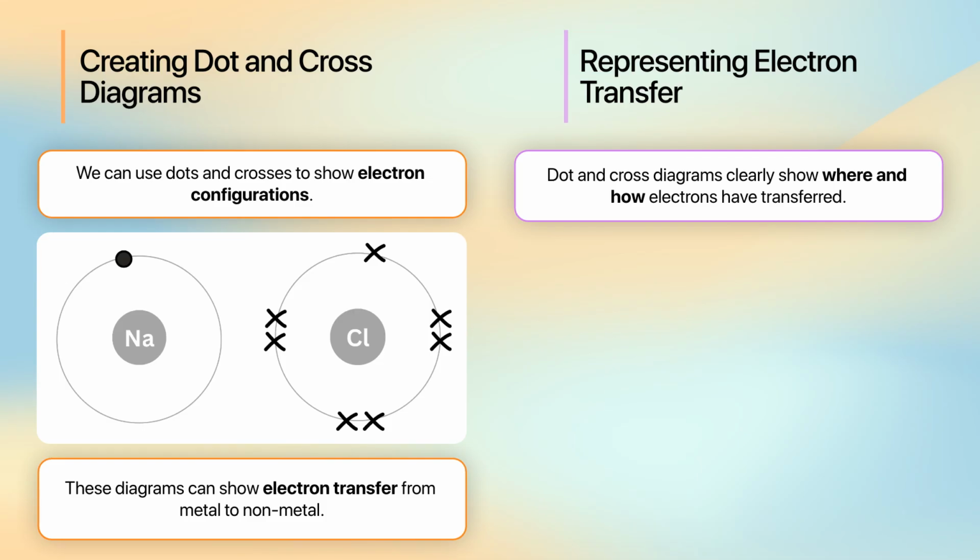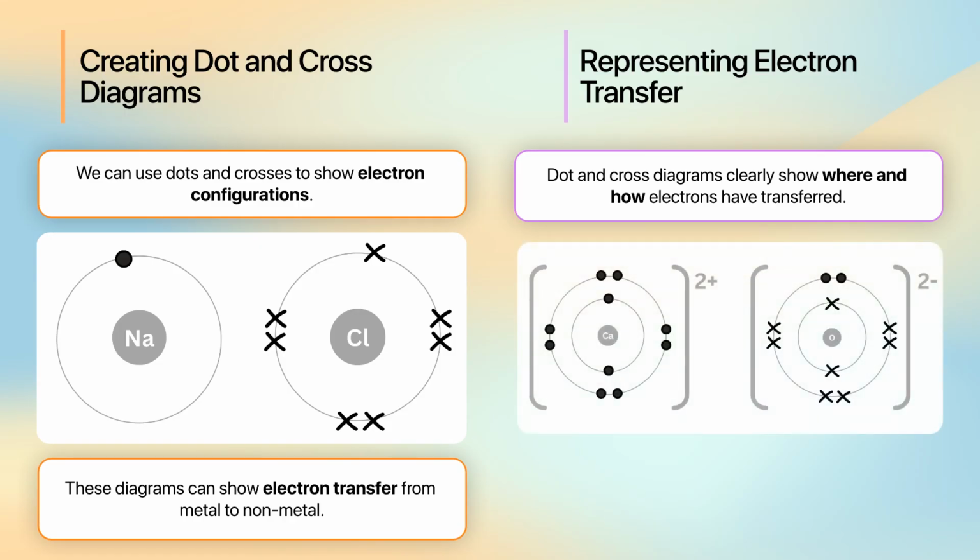We illustrated this transfer with an arrow showing the movement of the electron from sodium to chlorine. Following the electron transfer, we drew the resulting ions. Sodium becomes a positively charged ion, and chlorine becomes a negatively charged ion. Finally, we encapsulated each ion in square brackets and labeled them with their respective charges to complete the diagram. By following these steps, we created a clear visual representation of how electrons are transferred during the formation of ionic compounds. This method helps us understand how metals and nonmetals bond through electron transfer, leading to the creation of stable ionic compounds.